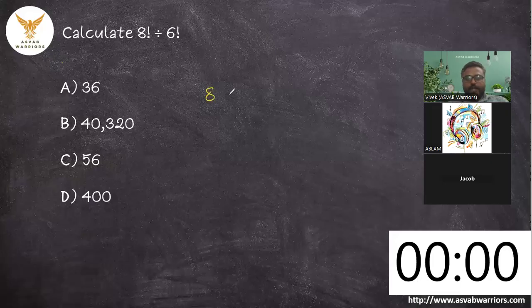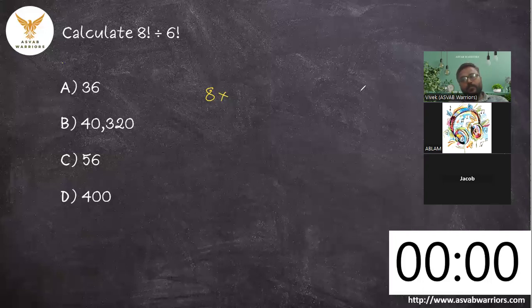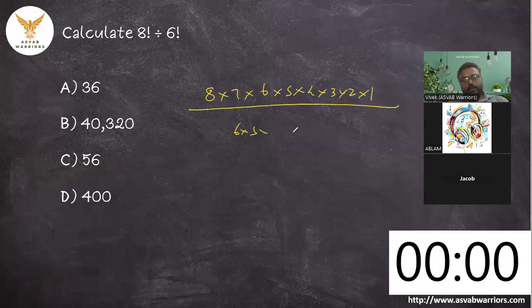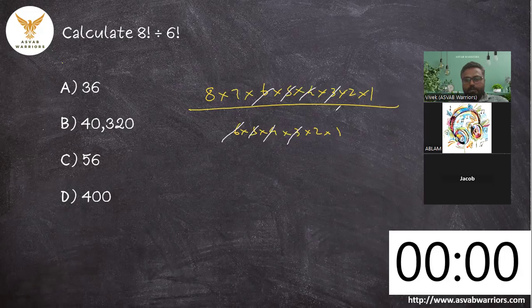Did you start multiplying 8 times, 7 times, 6 times, 5 times, 4 times, 3 times, 2 times, 1? And then you multiplied it 6 times, 5 times, 4 times, 3 times, 2 times, 1. So you just cancelled everything out. 6, 5, 4, 3, 2, 1. What is remaining? 8 times 7, which is 56.